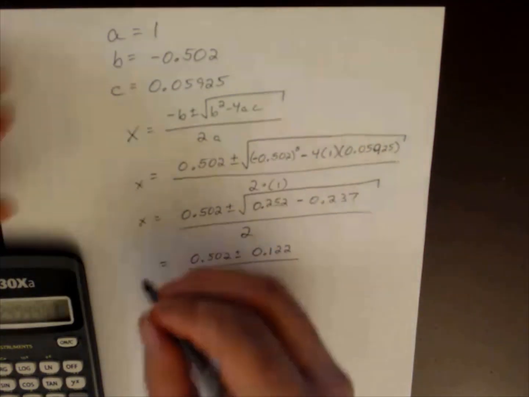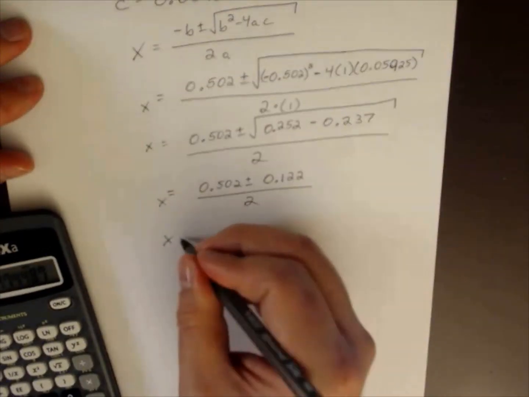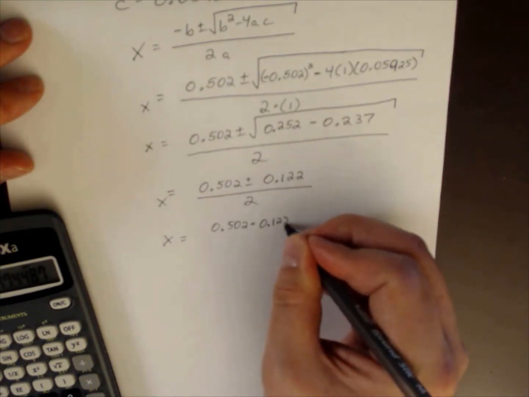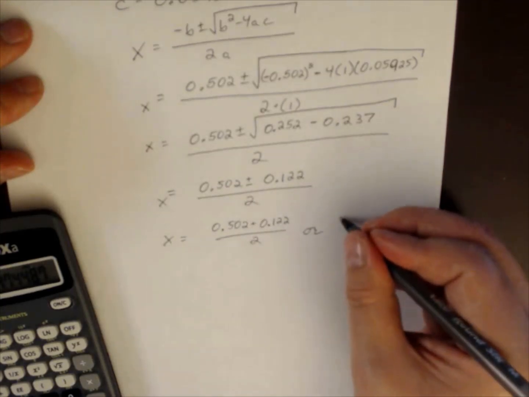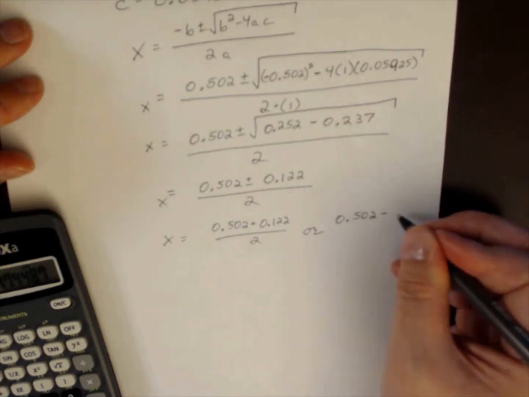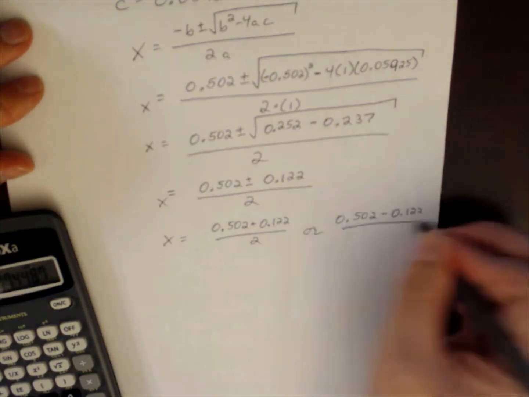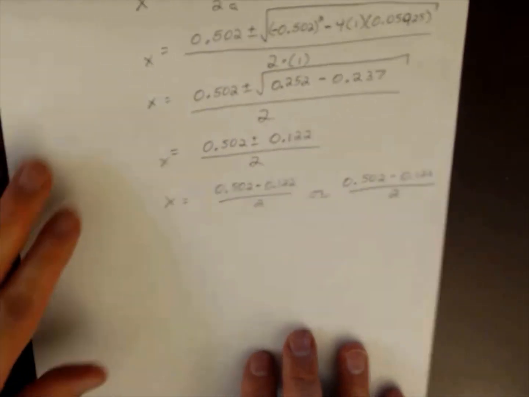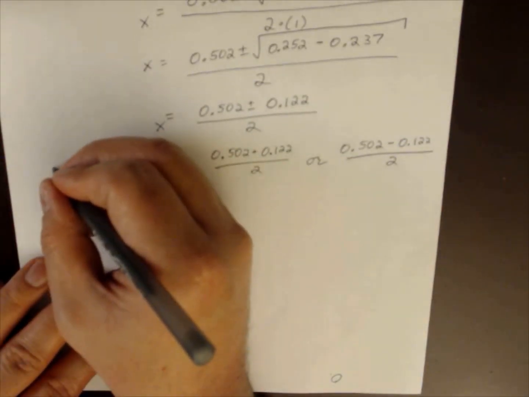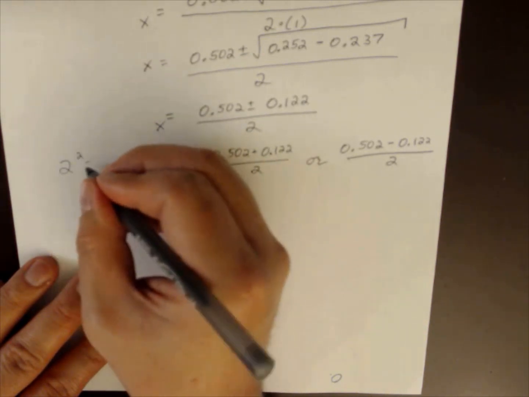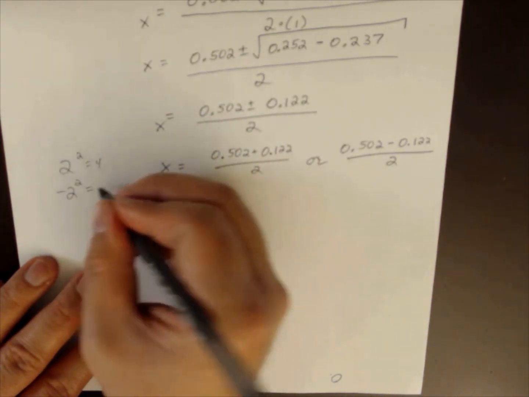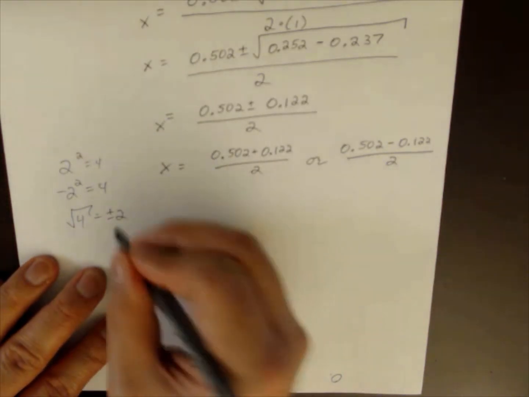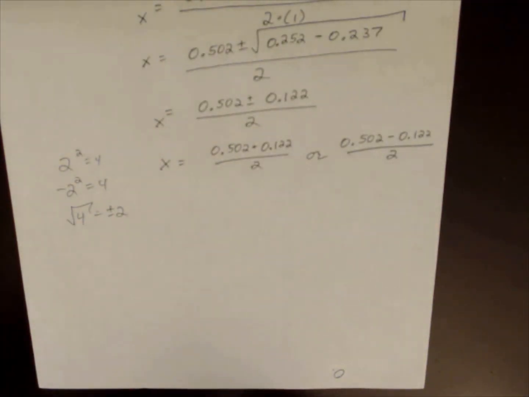Okay? Now is where I get two solutions. So I get x equals 0.502 plus 0.122 over 2, or 0.502 minus 0.122. This is all because square roots can always be negative or positive, right? Because 2 squared equals 4, and negative 2 squared equals 4. So therefore, the square root of 4 is plus or minus 2, right? It's both of them.